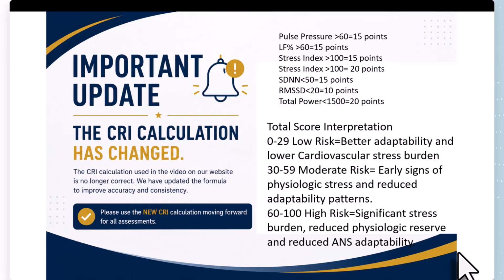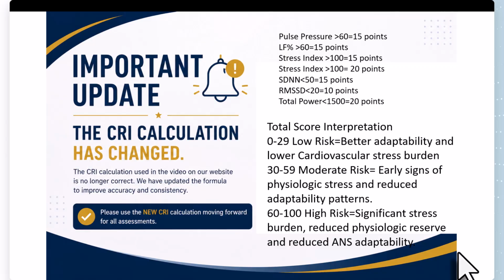So please use the new cardiovascular risk index calculation, not the one that you saw on the previous video. You're going to measure the pulse pressure, that's systole minus diastole, and if it's over 60, they get 15 points. Those are points you don't want to have, actually. It's not a gift, right? LF percent greater than 60 equals 15 points. Stress index greater than 100 equals 20 points.